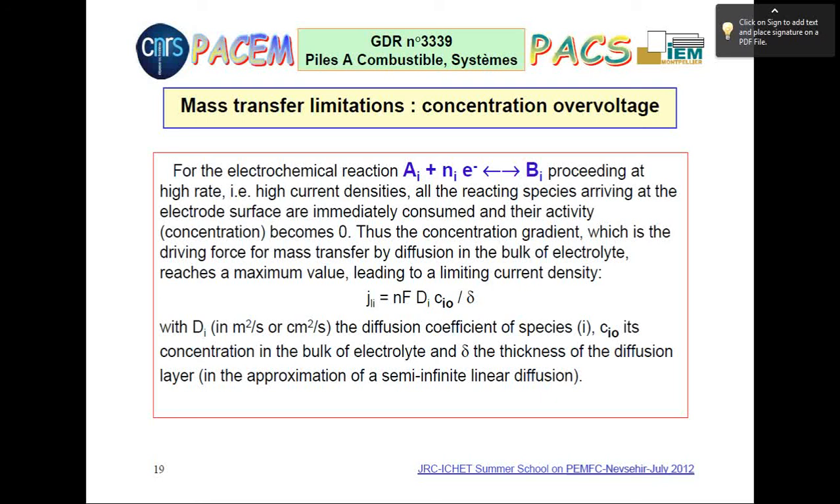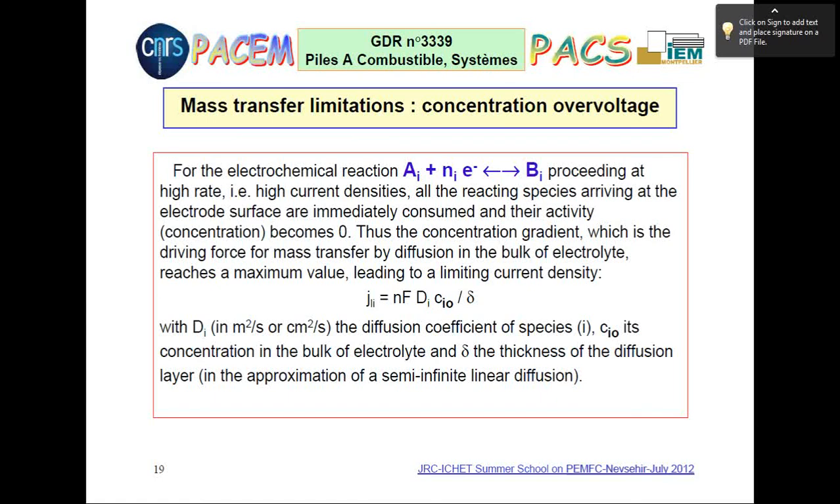Because you cannot go negative. Zero is the minimum concentration at the electrode surface. The maximum concentration is when there is no current, that's the bulk concentration. Okay? So that's the idea.